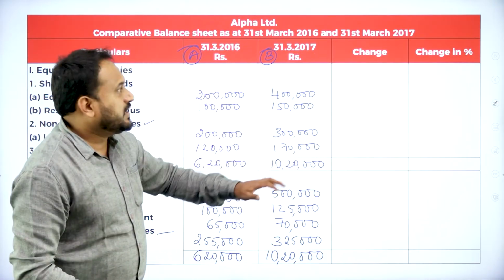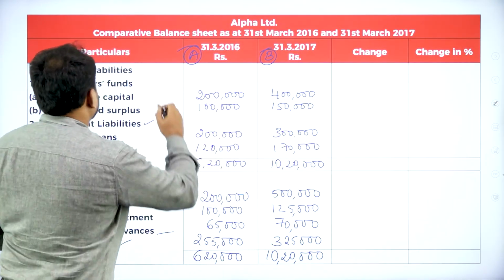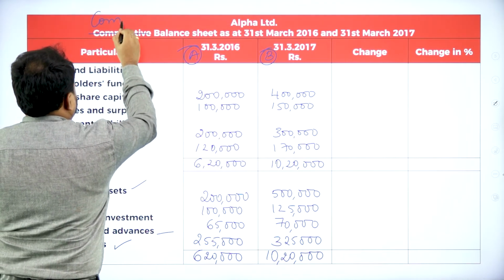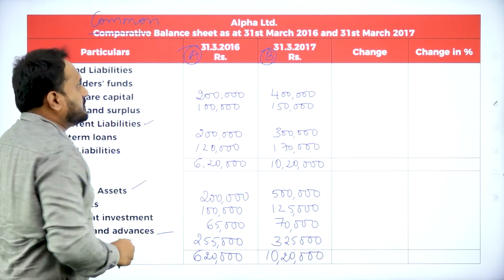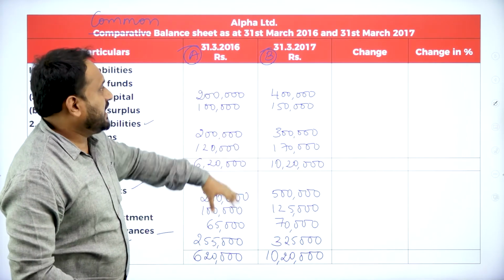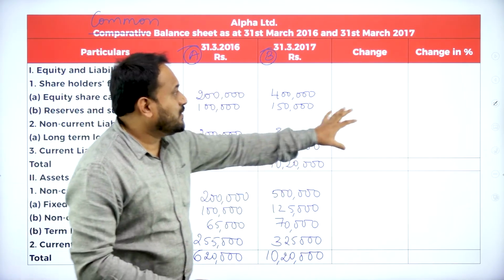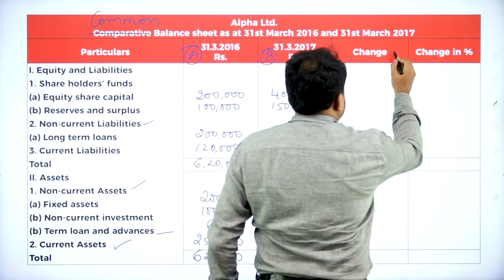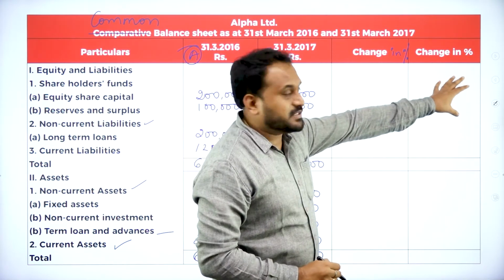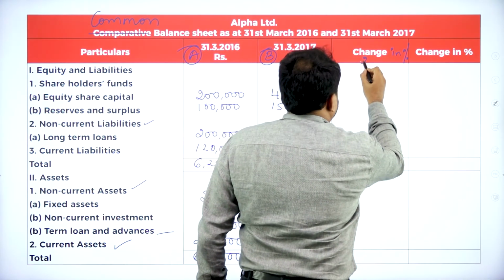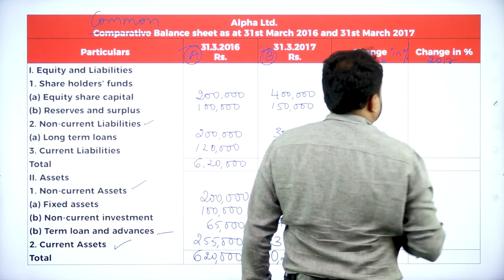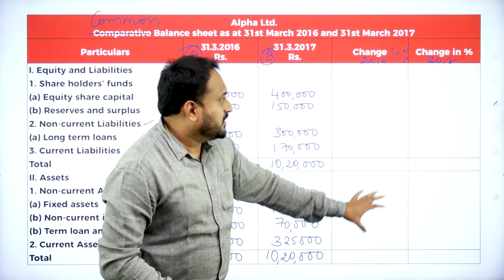Now, the comparative statement is done. Now we will go with the common balance sheet. The second column is the same, 16, 17. In the third column, what happens? Change in percentage. Here also it is change in percent, but this change in percentage is for 2016, and this change in percentage is for 2017. So here, what is the change?